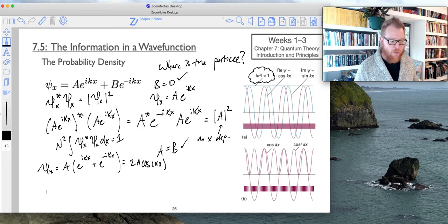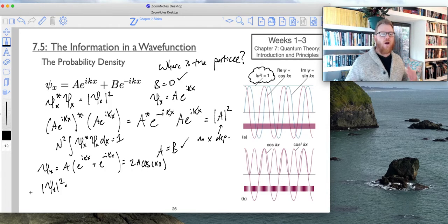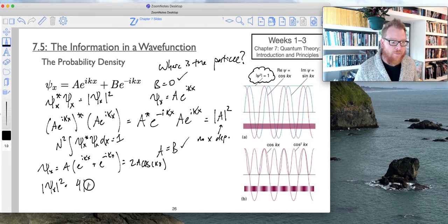And now, if I were to carry out the square modulus on this 2A cosine kx, there are no imaginary numbers in this cosine function, so the square modulus of this will be truly just a square. So that will go as 2 squared, A squared, cosine squared, it's all squared. So that will be 4 times the quantity A squared times cosine squared kx.